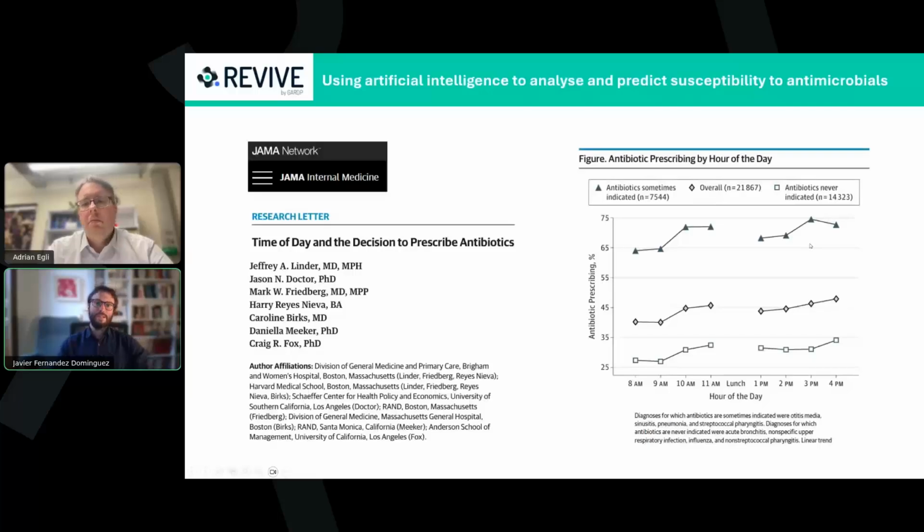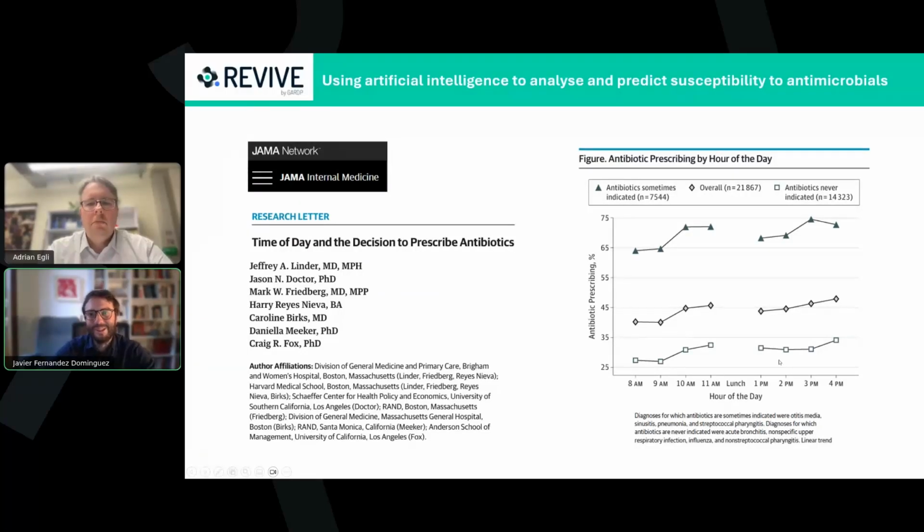Okay, so in this article, very interesting, published in JAMA some years ago, they studied the influence of the time of the day on the decision to prescribe antibiotics. At the bottom, they represent the percentage of patients treated with antibiotics in those cases in which antibiotics are not indicated, for example, in a flu. So we see this percentage of antibiotic prescribing is increasing with the time and with the fatigue of the doctors.